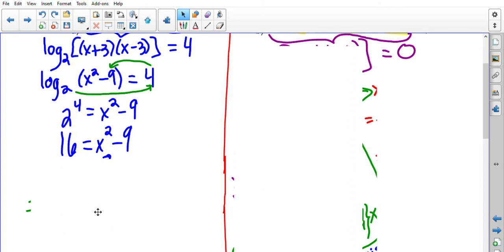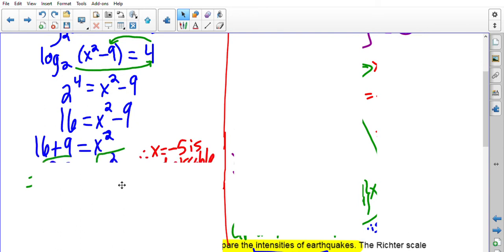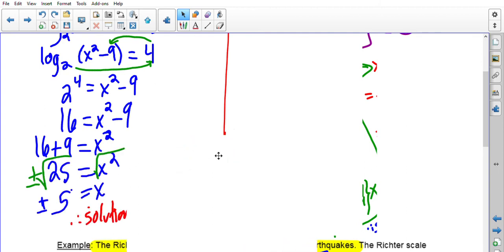The problem occurs when you have, for example, an x squared term and then another x term. That means you can't isolate. So in this case here, we can bring the negative 9 over, so 16 plus 9. So we can get that 25, okay, is equal to x squared. Of course, we take the square root of both sides, and you have to consider the plus or minus. So we get that x is equal to plus or minus 5.